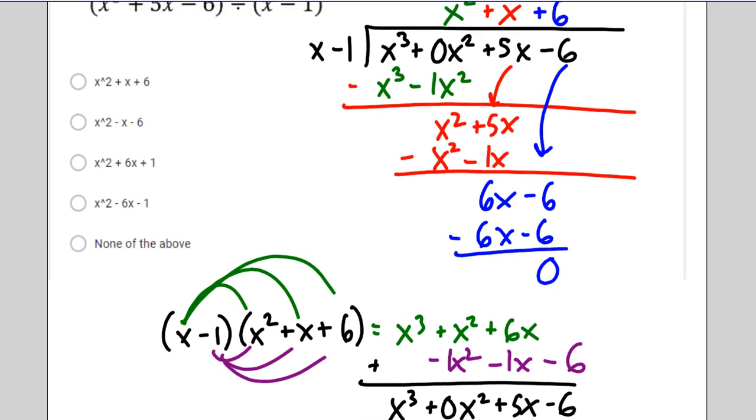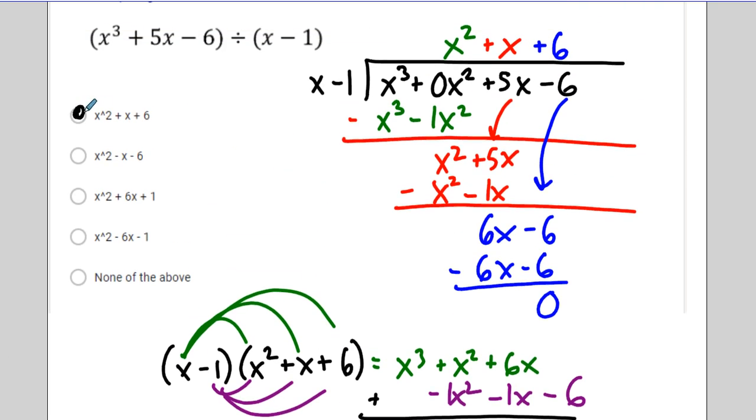x cubed plus 5x minus 6. It has to be option A. And that's what this little up arrow is. Google Forms doesn't have a math text format, so I have to use the up arrow to denote the exponent.